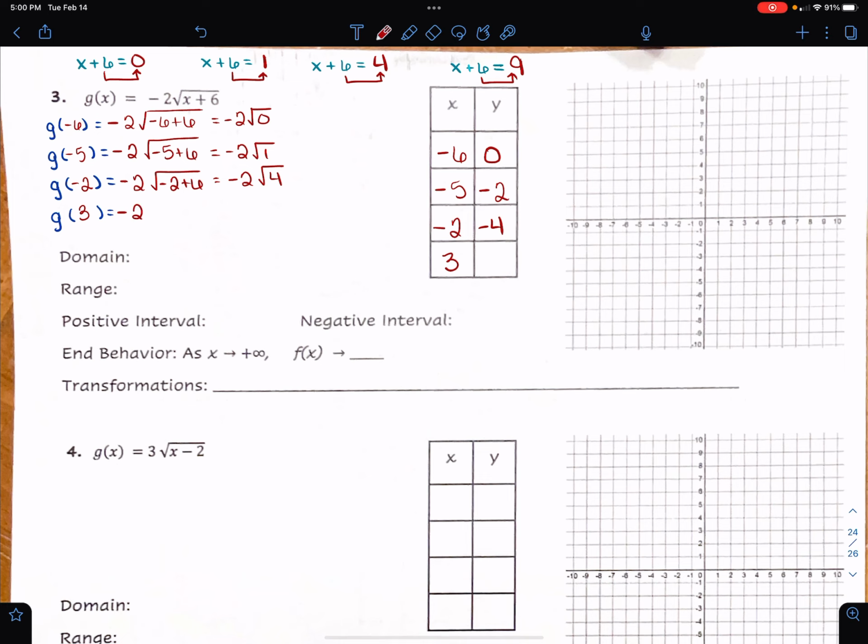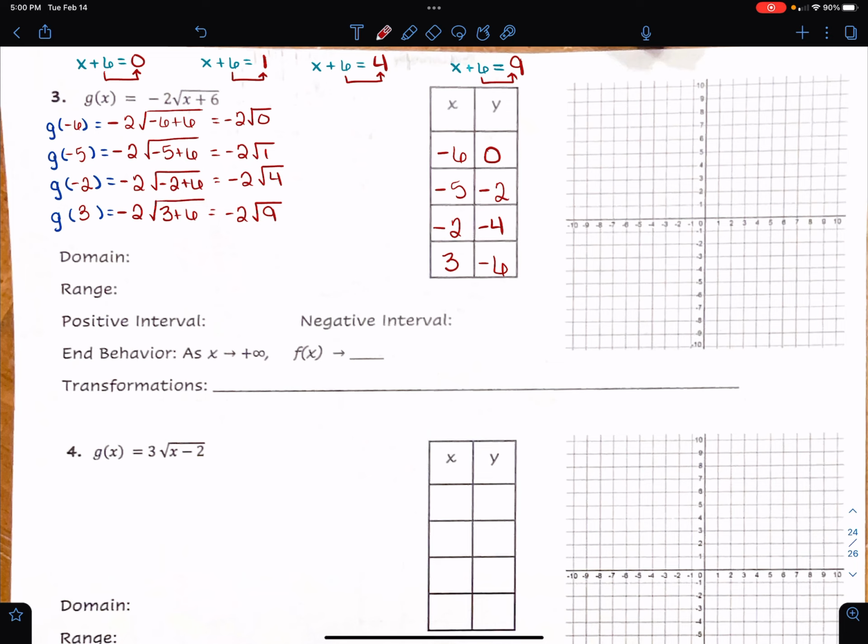Last one, negative 2. Put in 3 for x plus 6 is negative 2 radical 9. The square root of 9 is 3. 3 times negative 2 gives me negative 6.